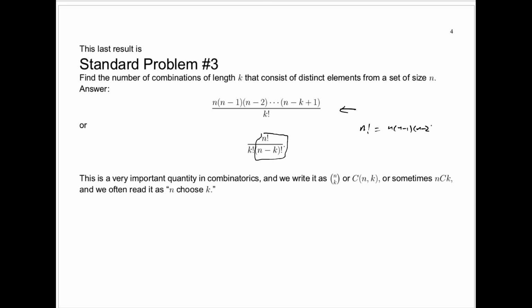1 times n minus 2 all the way down to 3 times 2 times 1. And if we divide by n minus k factorial, that's n minus k minus 1, all the way down to 3 times 2 times 1. We're just canceling everything that would go here if we continued with the n minus k minus 1, etc.